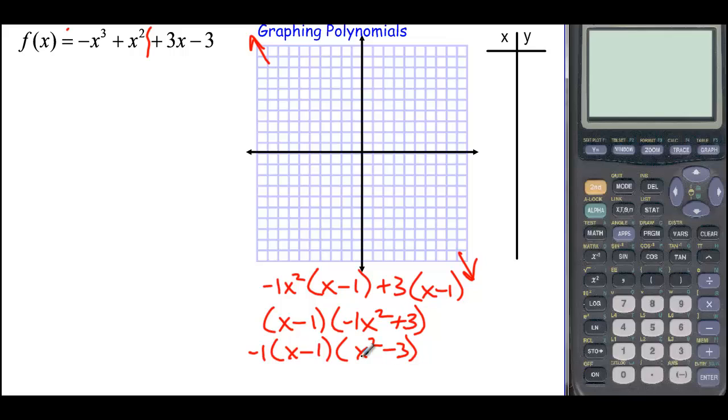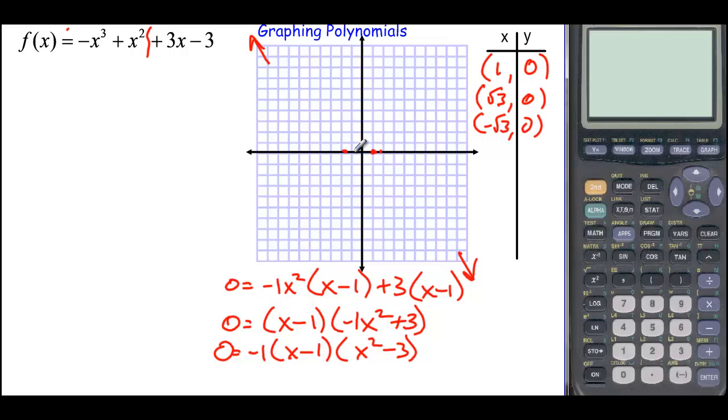So from here, if I was to solve that, and these are all set equal to 0, we know we're going to get solutions of 1, square root of 3, and negative square root of 3. Again, these are all ordered pairs, and these are solutions. We could see that from factoring. So let's go ahead and get those on the graph. And those exist at 1, and then roughly 1.7-ish, and negative 1.7-ish.